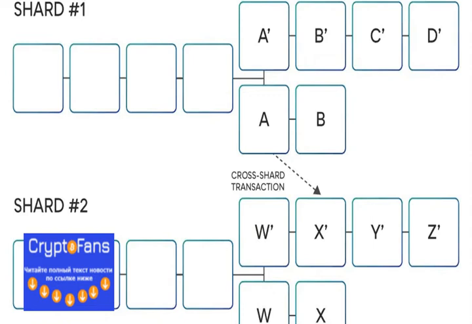The basic type of shard we described in our last article isn't a very useful or practical method of sharding, because they can't communicate with each other, which makes them as useful as one individual blockchain.